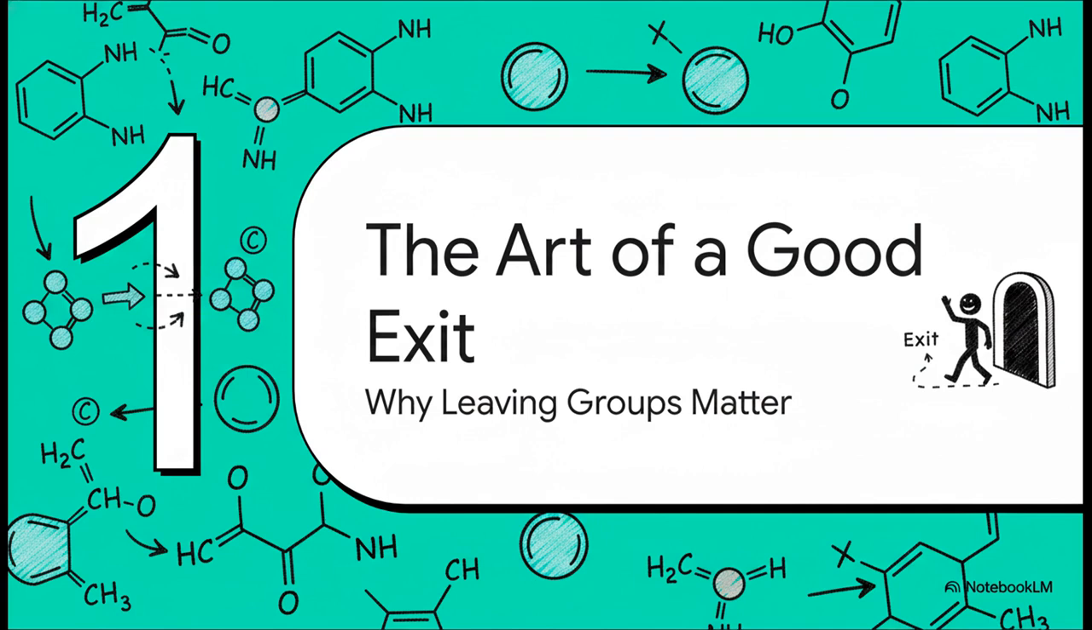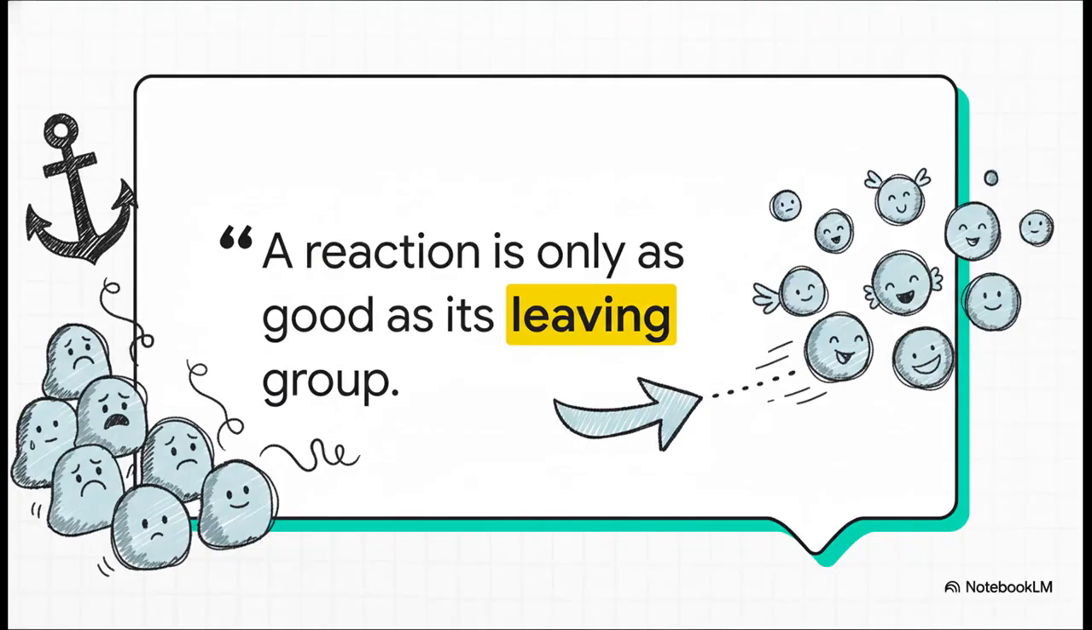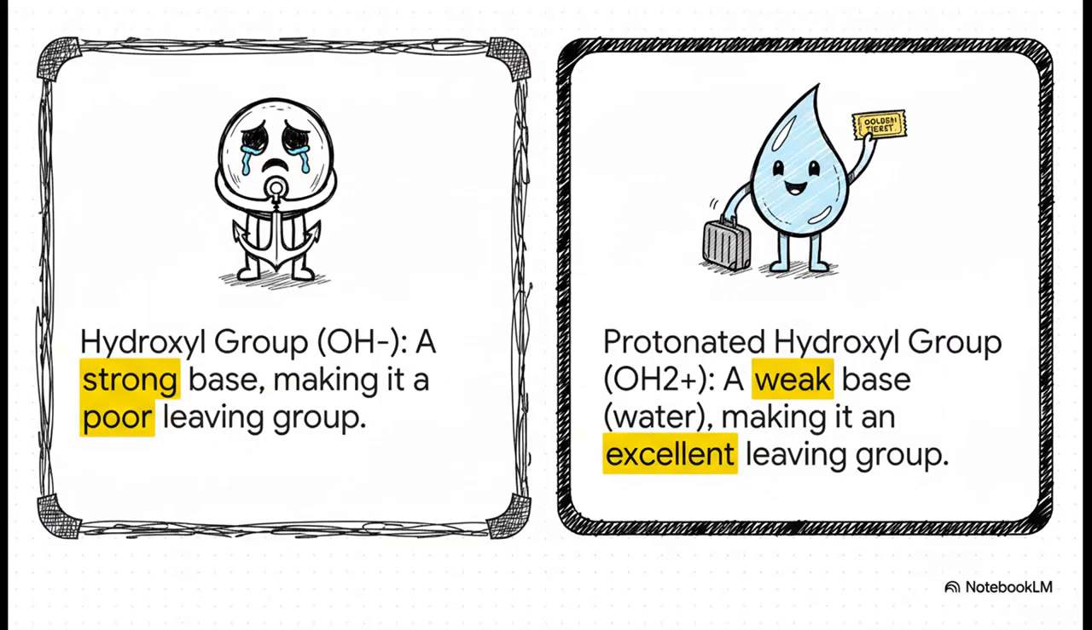Super useful. Okay, so for any substitution to actually happen, one group has to leave to make room for the new one coming in. And this brings us to a really fundamental concept. I like to call it the art of a good exit. In chemistry, we call it the leaving group. You will hear this phrase in pretty much every organic chemistry lab on the planet. And it really drives the point home. See, if the group that's supposed to leave is, well, clingy and unstable, your reaction is just not going to work. It's going nowhere. You absolutely need a group that is stable and perfectly happy to leave all on its own.